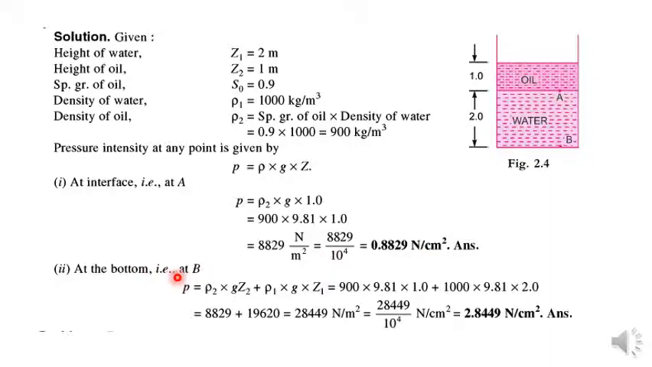Now, at the bottom of the tank, the second point at which the pressure intensity is required to be determined is at the bottom of the tank. So, for the bottom of the tank, you need to determine the pressures.